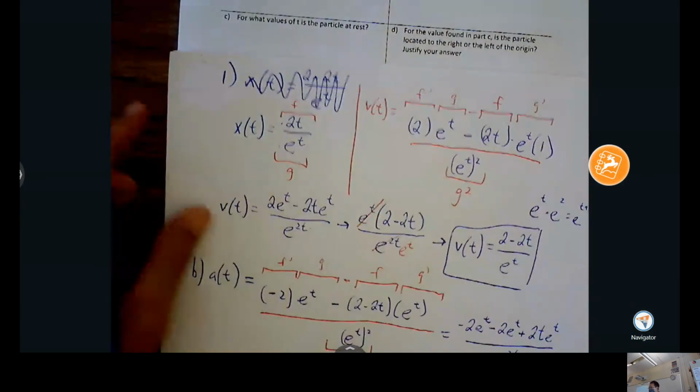For what values of t is our particle at rest? So how do we achieve that? Where do we look and what do we do to find when a particle is at rest?